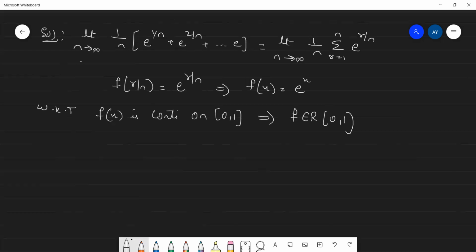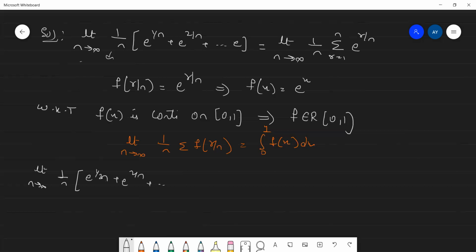Now we will be proving the problem. Limit n tends to infinity 1 by n summation f of r by n, right? And this is equal to integral 0 to 1 f of x dx. I hope I'm clear till here. Now we will solve the problem. So you have to write this one as it is. That is limit n tends to infinity 1 by n into (e power 1 by n plus e power 2 by n and so on up to e). So this one we have to write as integral 0 to 1 f of x dx.